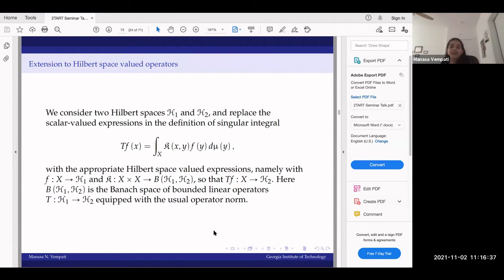In order to define a Hilbert space valued operator, we consider two Hilbert spaces H1 and H2 and replace the scalar valued expressions in the definition of singular integral with appropriate Hilbert space valued expressions. So for example, we have a kernel that goes from X cross X to B(H1, H2), where B(H1, H2) is the Banach space of bounded linear operators. And we have an f that goes from X to H1, which makes sure that T of f goes from X to H2. Here the kernel is equipped with the usual operator norm.